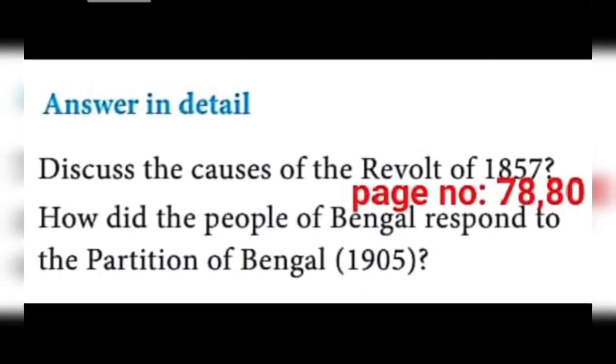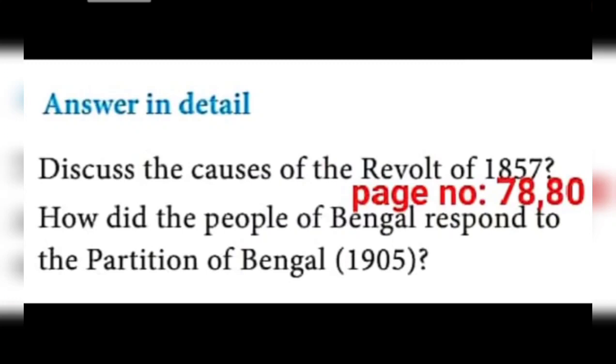Discuss the causes of the revolt of 1857. The causes are given on page number 78, under 7.2, in the first paragraph. The last two lines, the events of 1857-58 are significant for the following reasons. You have to write the three points. Then afterwards the causes paragraph, under that, causes: annexation policy of the British.